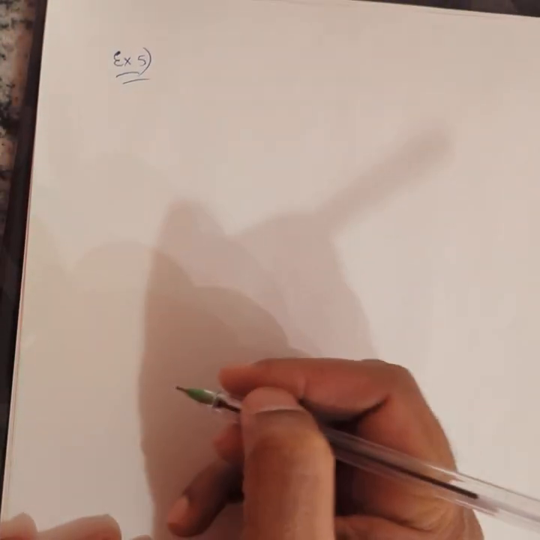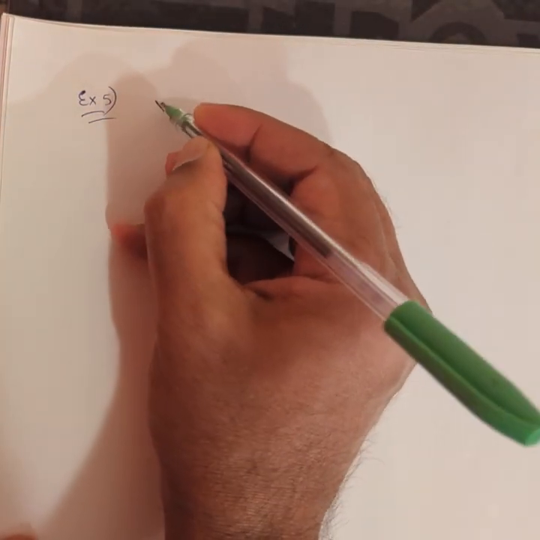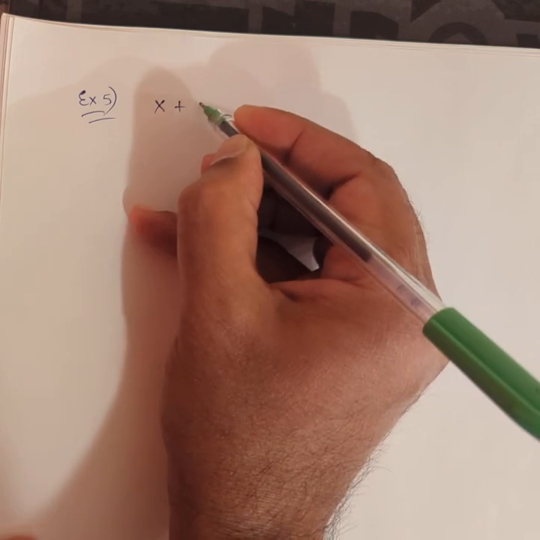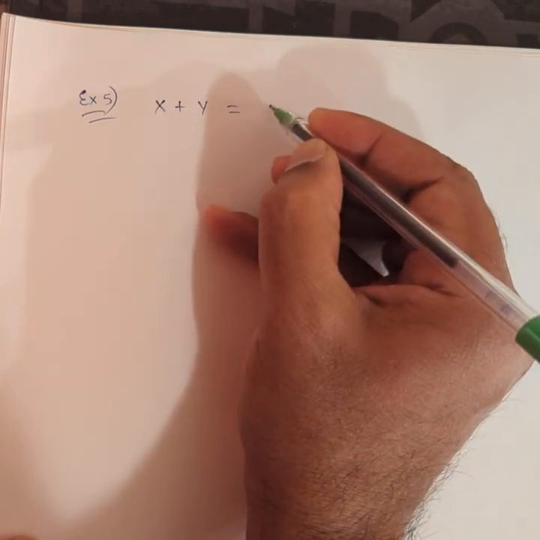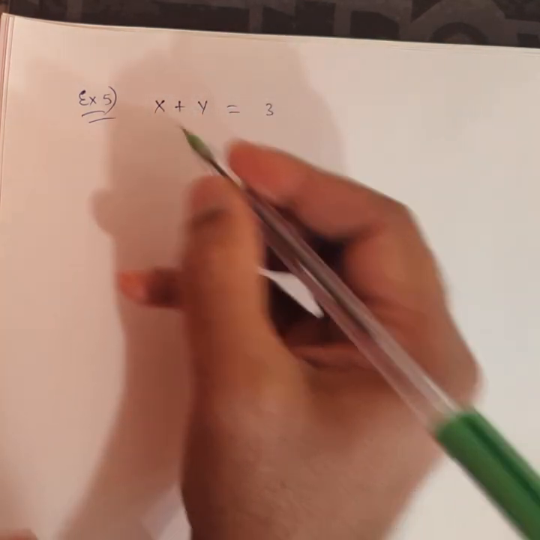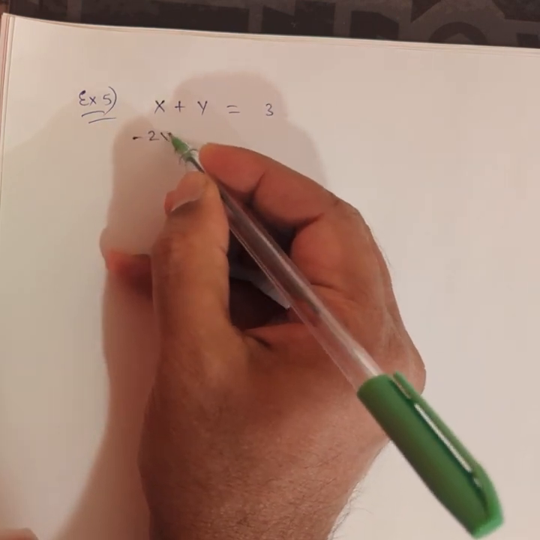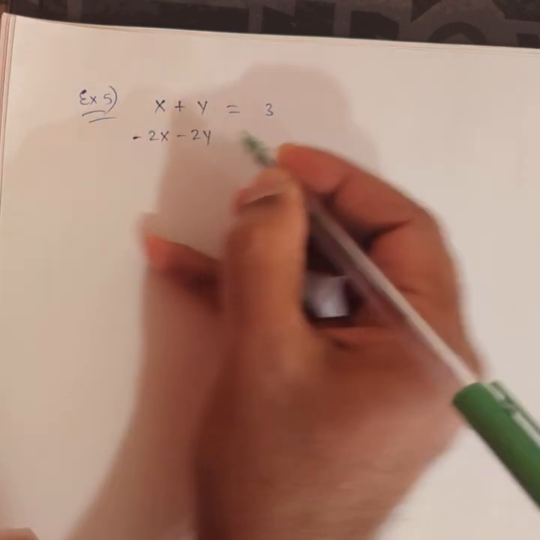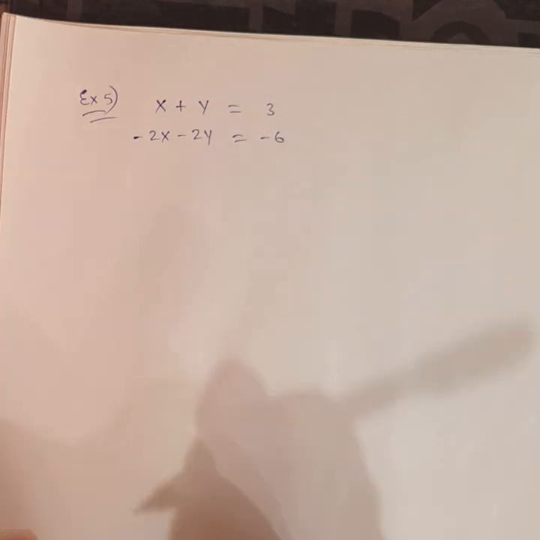So say I have, let's take a simple example. x plus y equal to 3, and say I have negative 2x minus 2y equal to negative 6.